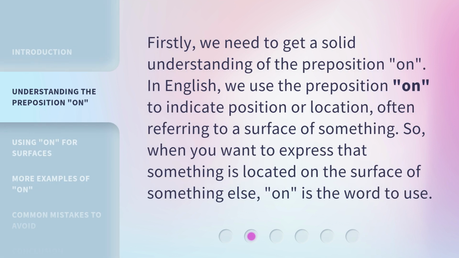Firstly, we need to get a solid understanding of the preposition on. In English, we use the preposition on to indicate position or location, often referring to a surface of something. So, when you want to express that something is located on the surface of something else, on is the word to use.